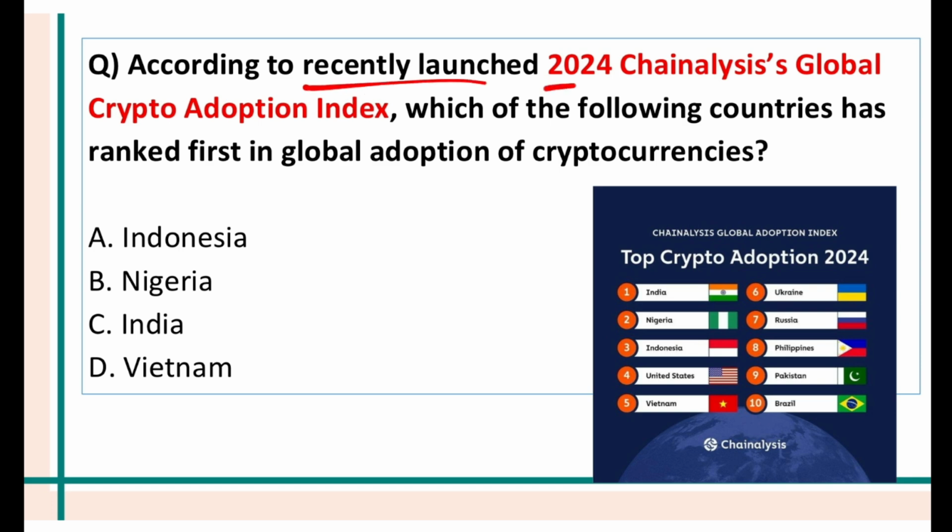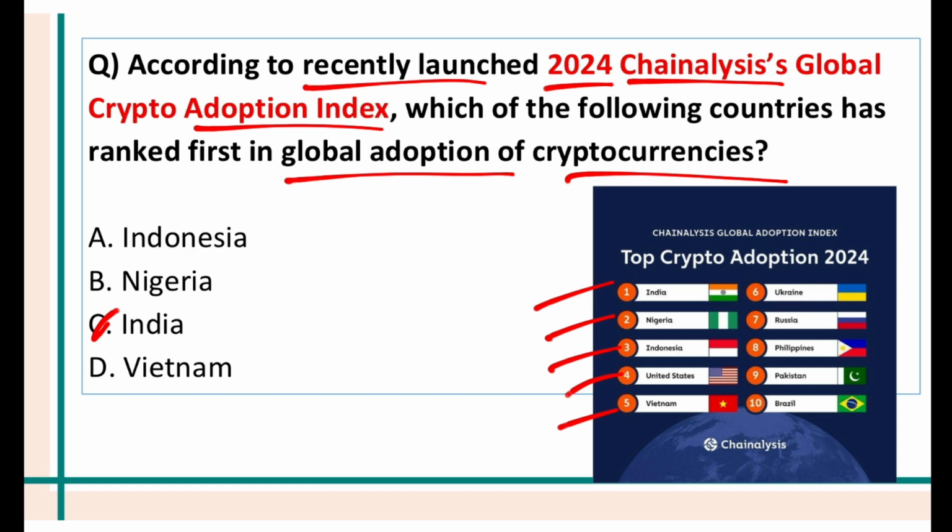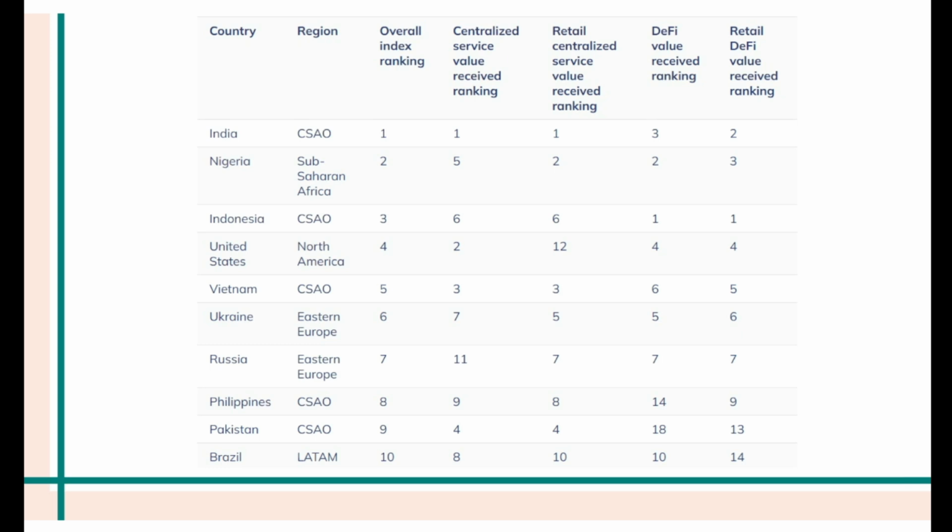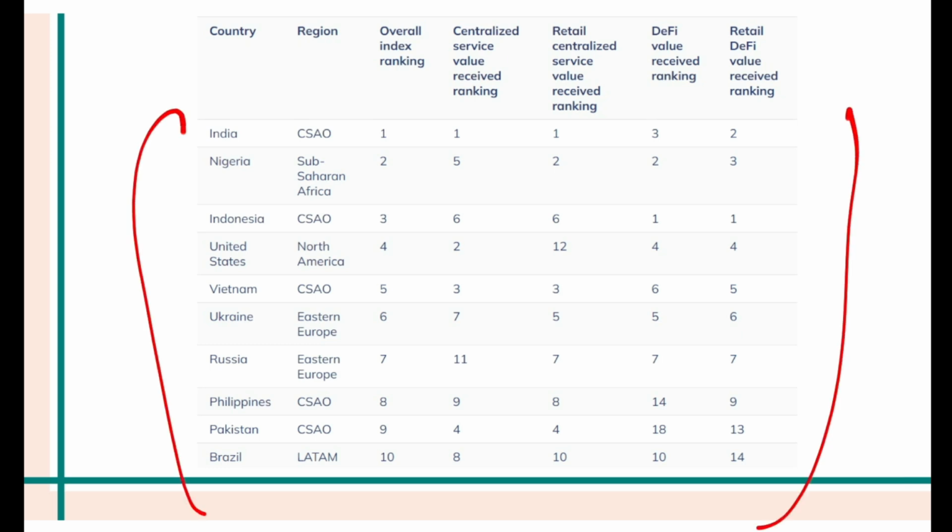According to the recently launched 2024 Chainalysis Global Crypto Adoption Index, which country has been ranked number 1 in the global adoption of cryptocurrencies? So in cryptocurrency adoption, you will be very surprised, but India is number 1. The answer is India. You can see here, India is number 1, Nigeria number 2, Indonesia number 3, America number 4, and Vietnam is at 5th position. Chainalysis is basically an American blockchain analysis company, which is headquartered in New York. Here you can see, India, Nigeria, Indonesia, top 3.